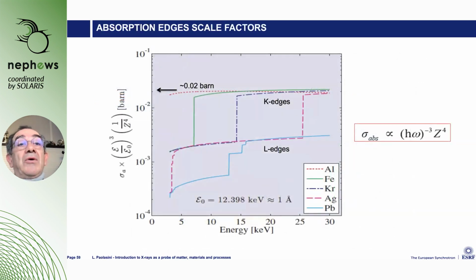In general, we can use the scale factor for the energy and atomic number, and we can see that the absorption cross-section depends on the inverse of the cube of the energy, and is proportional to the power 4 in the atomic number. We can see different elements in which I use this scale factor. The K edge follows more or less the same rules, as well as the L edges and so on.